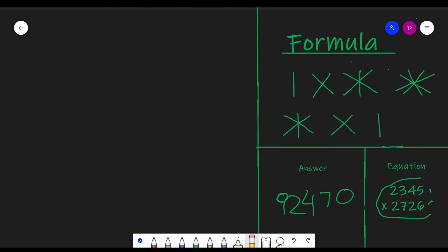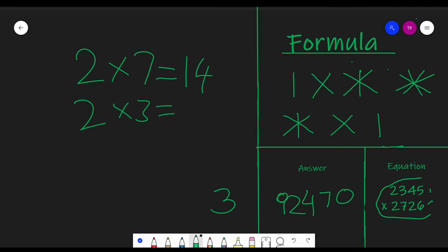So we wrote down the 9. Here's the 3. And next what we're going to do is 2 times 7, which is 14, and 2 times 3, which is 6, and that 3. So our total will be 23. So we write down the 3 and carry forward the 2.